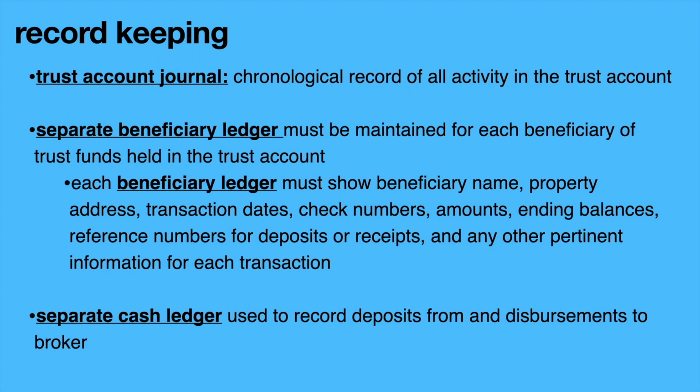What the heck are those? The trust account journal is a chronological record of all activity in the trust account. A separate beneficiary ledger must be maintained for each beneficiary of trust funds held in the trust account. Each beneficiary ledger must show the beneficiary name, property address, transaction dates, check number amounts, ending balances, reference numbers for deposits or receipts, and any other pertinent information for each transaction. A separate cash ledger is used to record deposits from and disbursements to the broker.